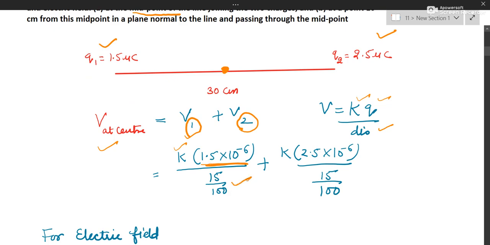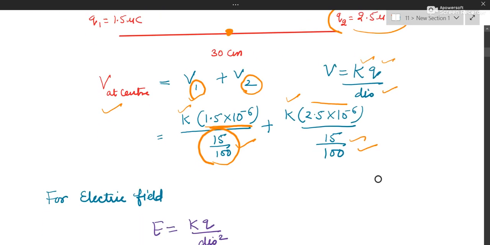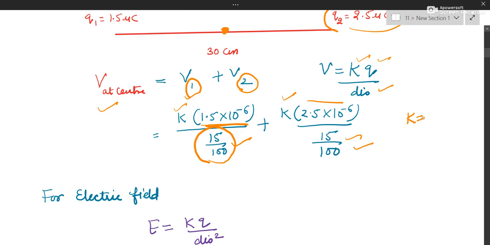Distance is the midpoint, that is, half of 30 is 15 centimeter, converted into meter by dividing by 100. Similarly, k times the second charge q2, divided by again the distance, you can add. That will be the potential. k you already know, k is 9 times 10 to the power 9. So you can substitute.